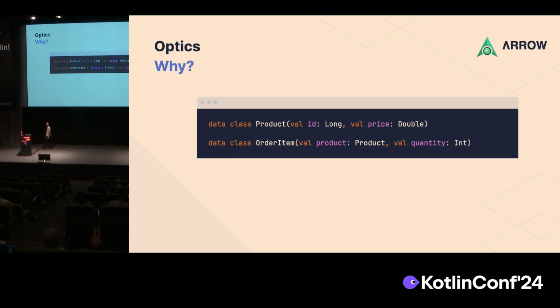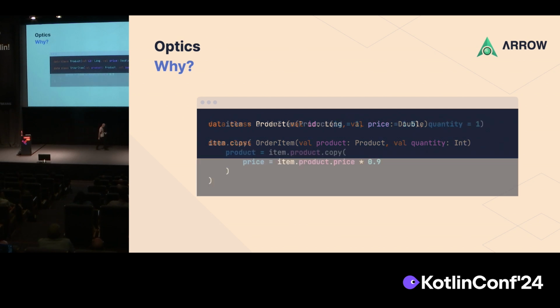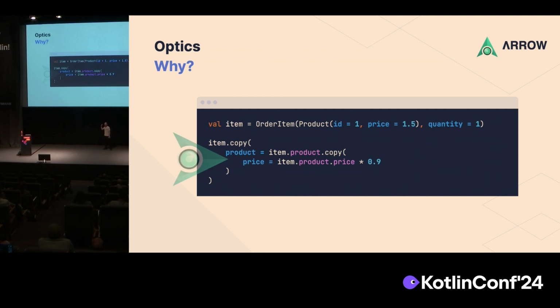So as an example, we're going to use 2 data classes, a product with an ID and a price, and an order item with the product and the quantity. So here we have our order item, and we copy the item, we copy the inner product, and we can then finally apply a 10% discount on the inner price. But even though we only had 1 level of nesting, we can already see again that some callback nesting is being introduced. And we can solve this again with a DSL.